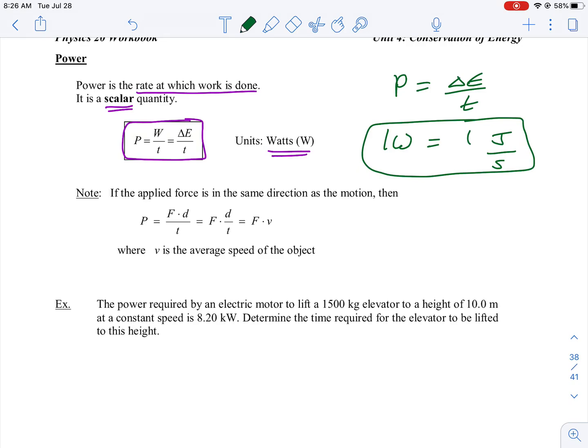Or your microwave, which might actually be 1500 watts. If it's 1500 watts, that's 1500 joules consumed every second. Good? So I think that's actually helpful.